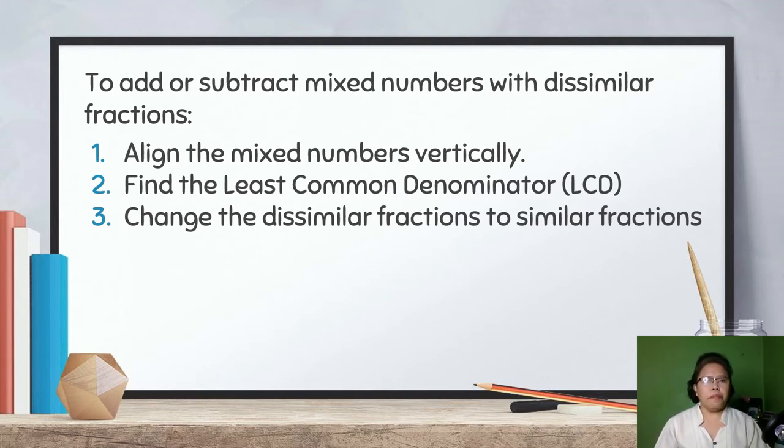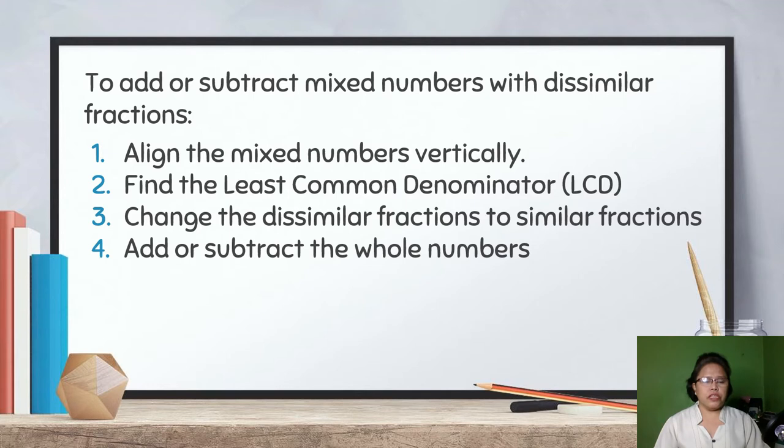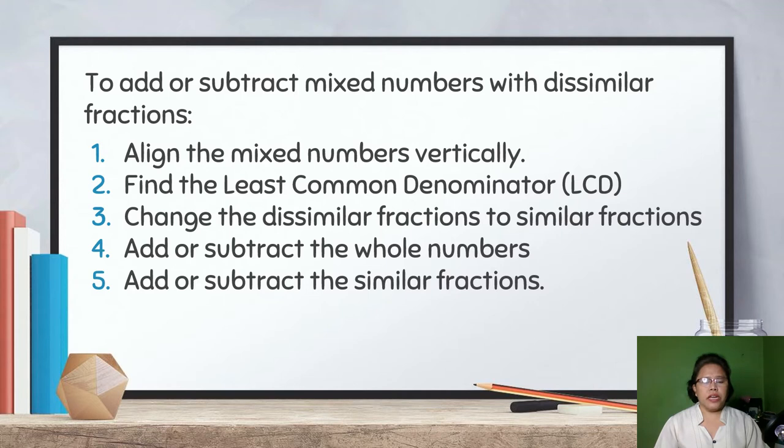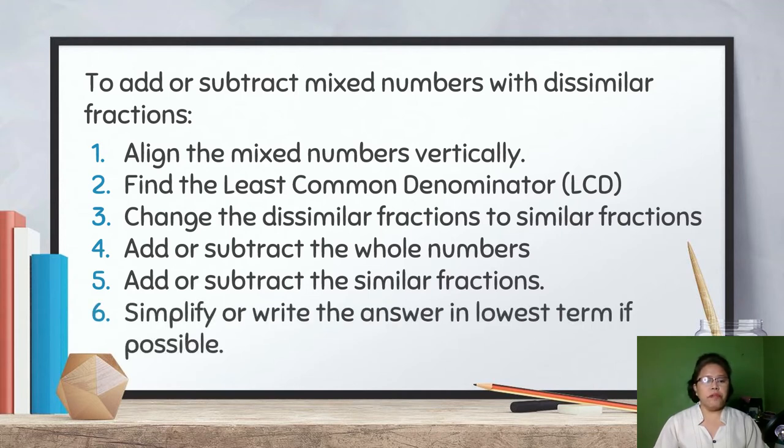So, parang sa papel lang, dapat yung one whole ay hindi i-add sa 1/4 kasi hindi sila magkasing laki. So, dapat gagawin mo magkasing laki. So, in numbers, exchange mo lang yung dissimilar fractions to similar fractions. And then, add or subtract the whole numbers muna. And then, add or subtract na the similar fractions. And then, simplify. Write the answer in lowest term if possible. So, if it's in higher term, i-lowest term mo siya. If it's in improper, gawin mo siyang mixed number. Right? Let's have some examples.